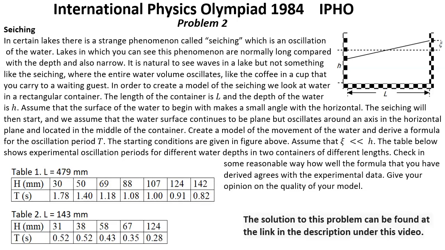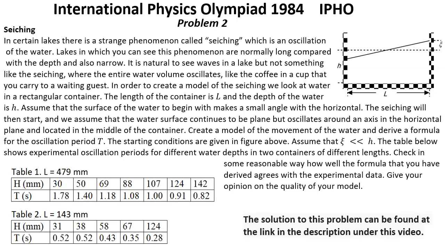Cycling. In certain lakes there is a strange phenomenon called cycling, which is an oscillation of the water. Lakes in which you can see this phenomenon are normally long compared with the depth and also narrow. It is natural to see waves in a lake, but not something like the cycling, where the entire water volume oscillates like the coffee in a cup that you carry to a waiting guest.